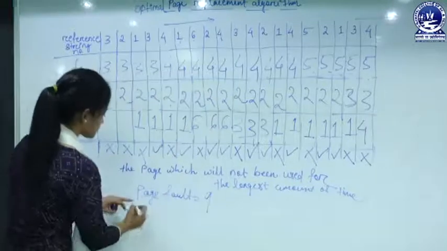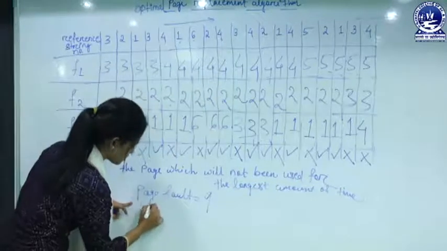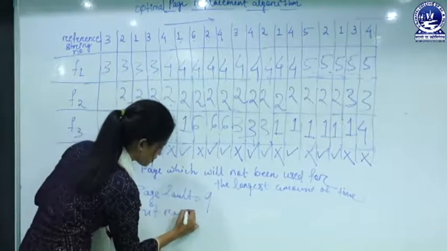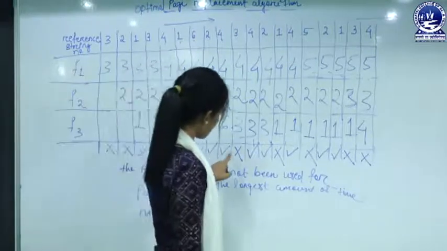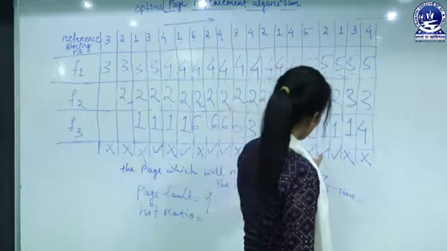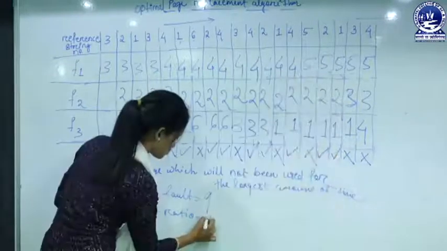and the hit ratio. So 1, 2, 3, 4, 5, 6, 7, 8, 9.